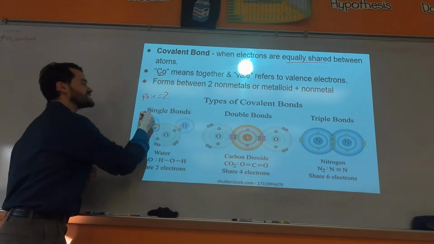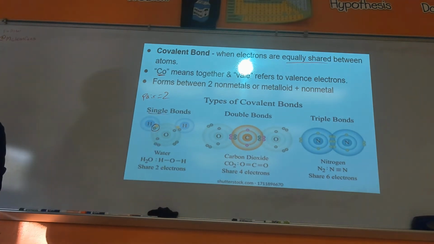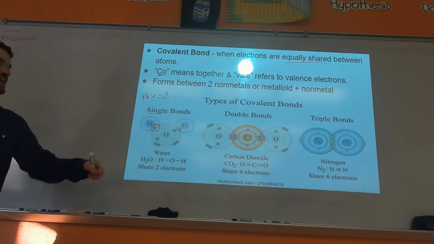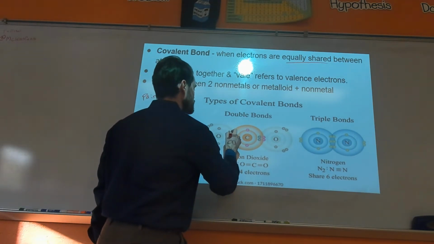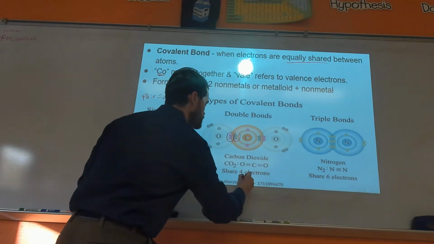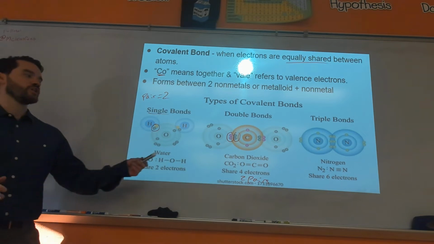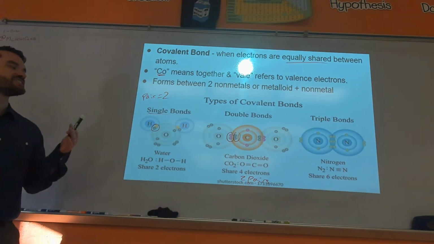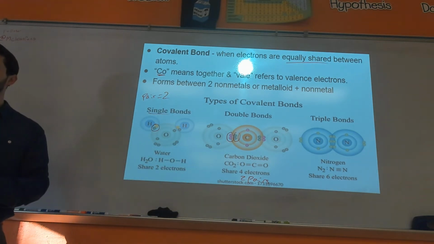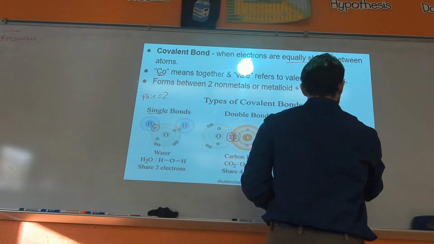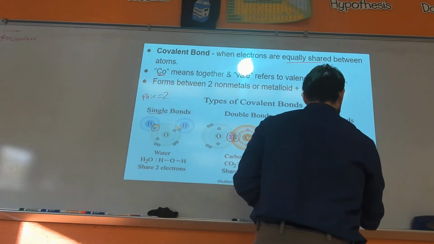This would technically be called a single bond or a single covalent bond, where you're sharing 1 pair of electrons. Now you could have a double bond where you share 2 pairs of electrons, or that'd be 4. And when we say electrons, we're talking about valence electrons, not just any old electron. You could have a triple bond where you're sharing 3 pairs of electrons.